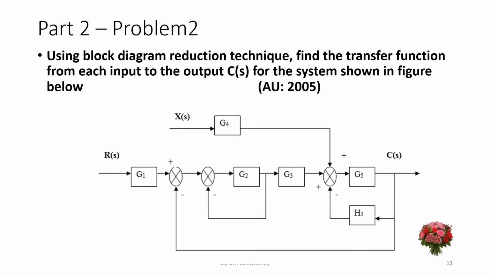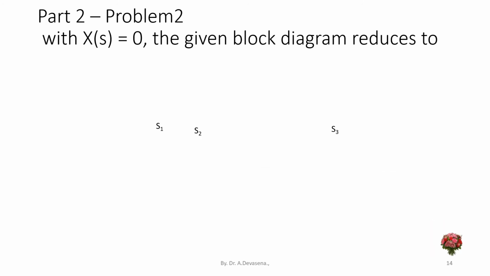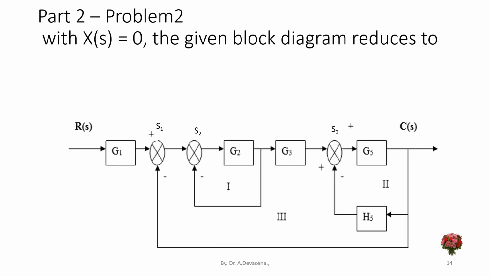Initially we have to consider the R of s input and substitute X of s is equal to 0 and start solving the problem for C of s by R of s. After obtaining the value of C of s by R of s, we have to consider X of s input by keeping R of s input as 0 and proceed with the problem. With X of s is equal to 0, the given block diagram reduces as follows.